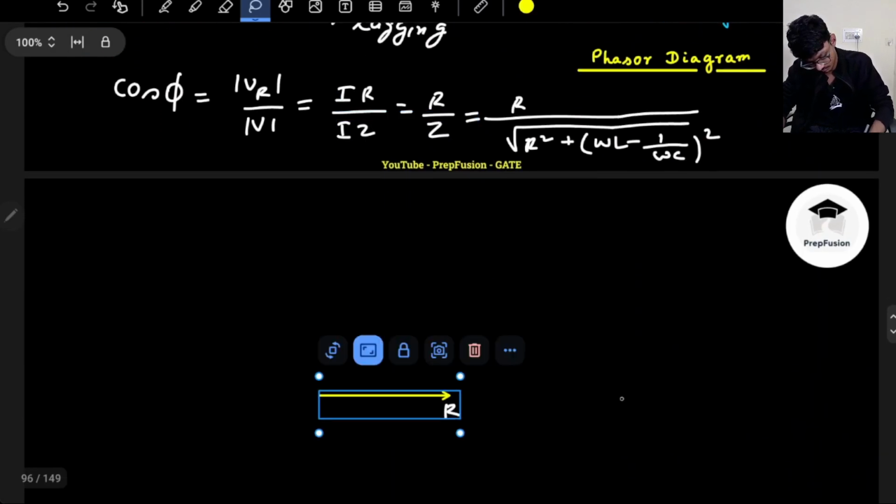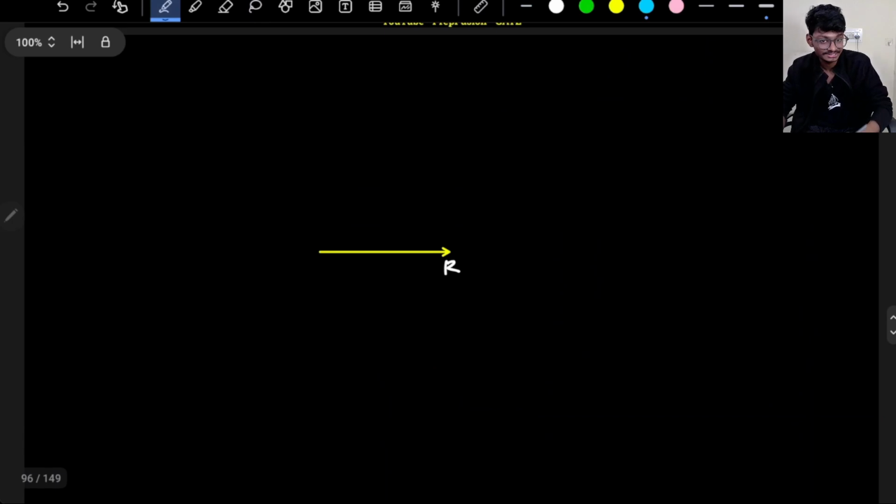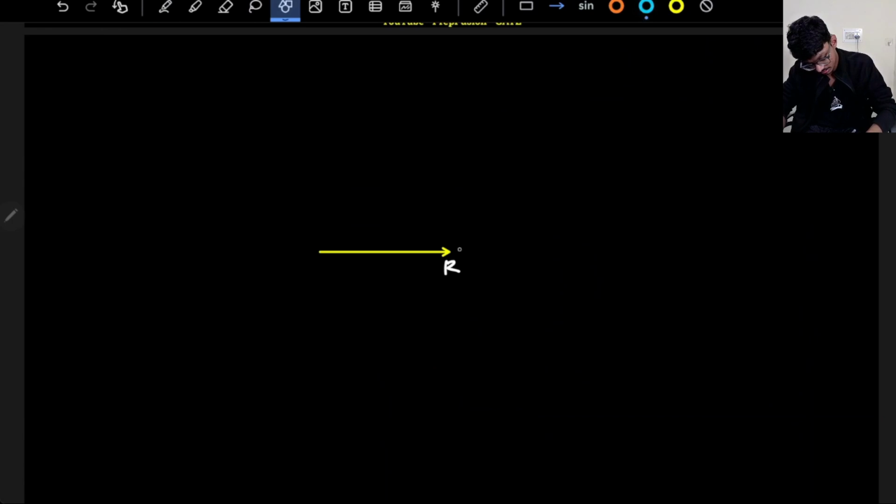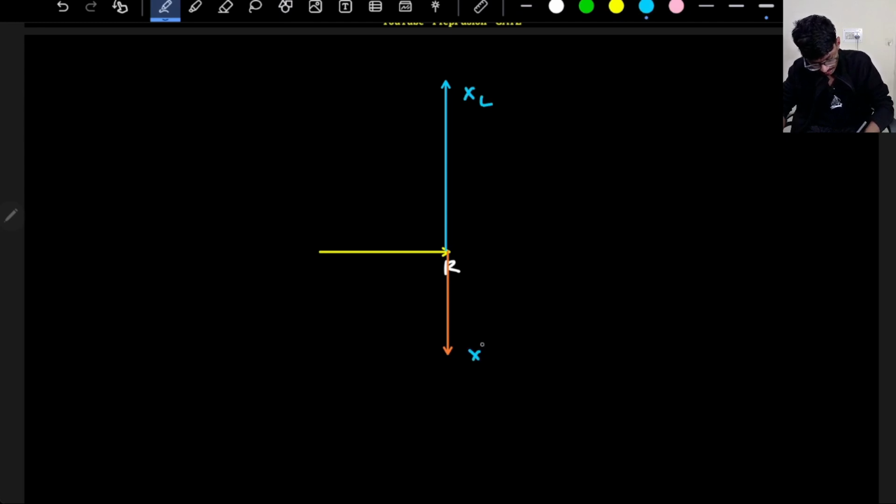And what is XL? XL is plus j. XL comes with plus j, right? Inductive reactance is with plus j, so it will lead the resistance. So it will be somewhere here, okay, and the capacitive reactance will be somewhere here, correct. So your inductive reactance is here and capacitive reactance is here, and of course the lengths matter, right?